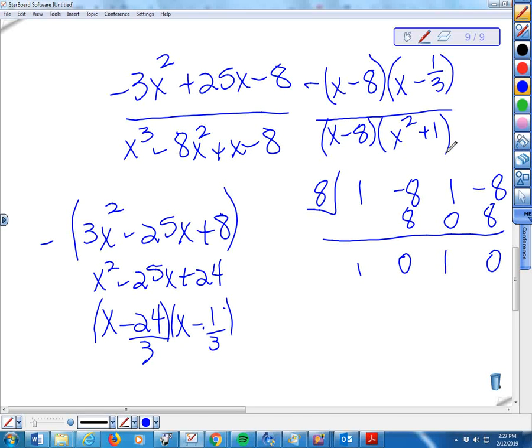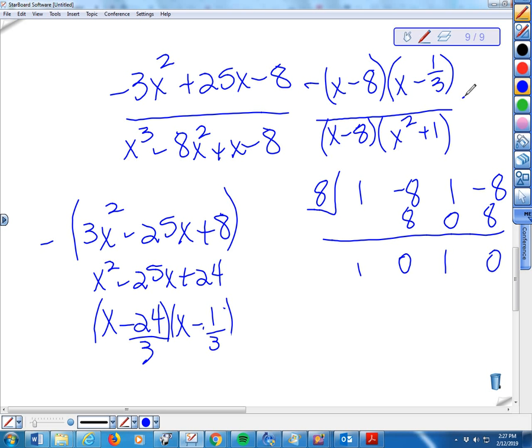So there's my hole. To find y, just plug it back in. My x-intercept is going to be at 1/3. Okay. And my vertical asymptote is not there. It's imaginary. So there's no vertical asymptote. There's no number I can put in for x that'll make that 0.